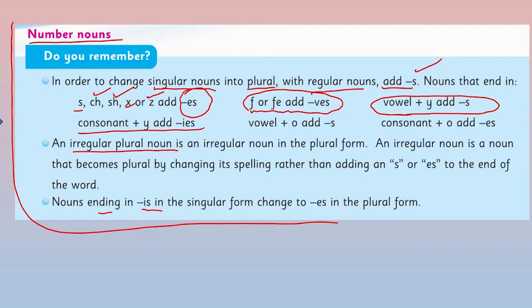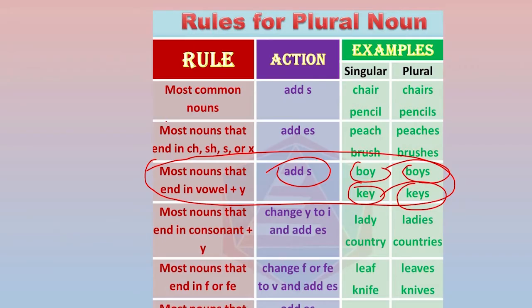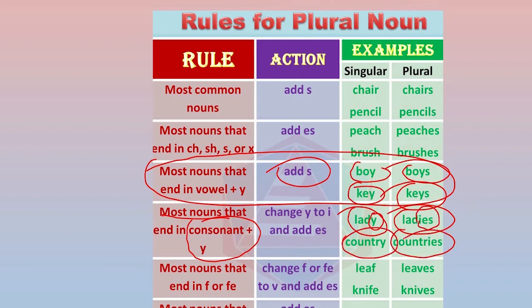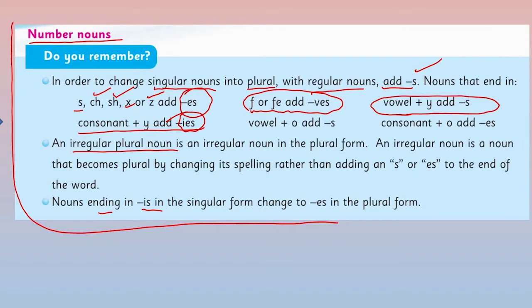Now look at this one here. Consonant plus y, we add ies. Look at the example. Most nouns that end in consonant plus y sound, we change y to i and add es at the end to make it plural. Like here, lady, ladies. We removed the y here and added ies. Country, countries.